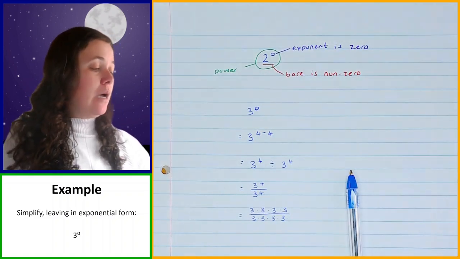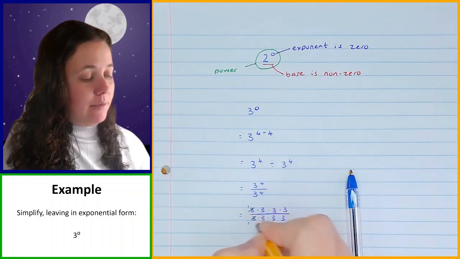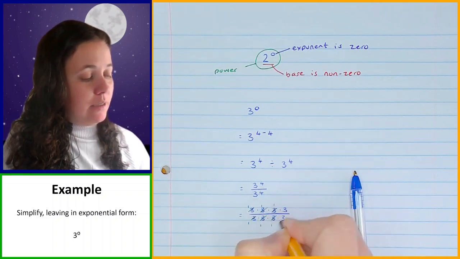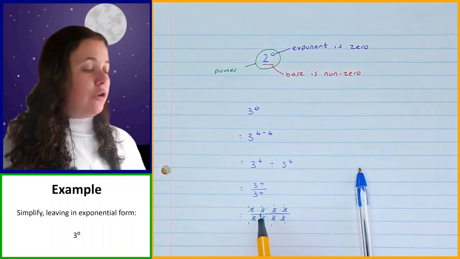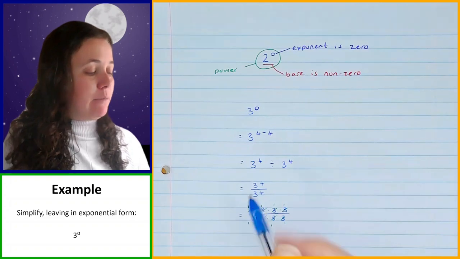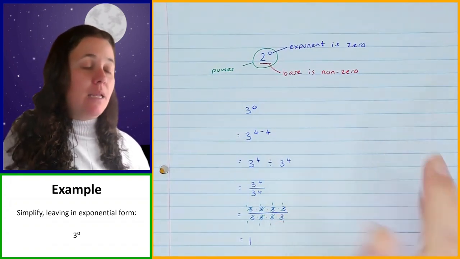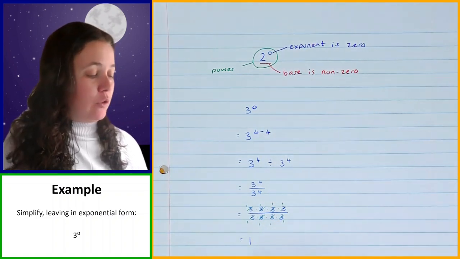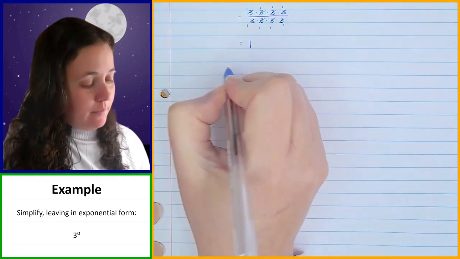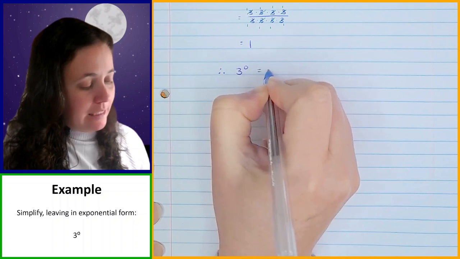Now, I'm going to simplify this, and when I simplify it, I'm going to divide by the common factor, and I get 1. Divide, and I get 1. Divide, and I get 1. So all of the 3s on the top have cancelled with all of the 3s in the bottom, and that leaves me with 1, which means that 3 to the power of 0 is equal to 1. So I can say, therefore, 3 to the power of 0 is equal to 1.